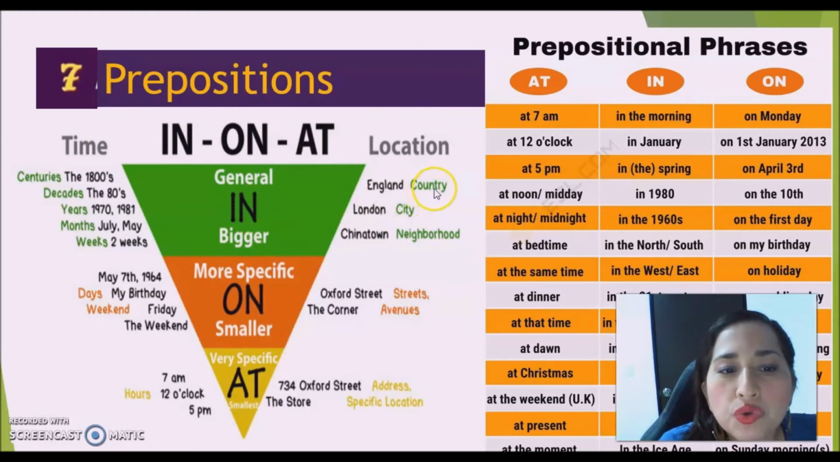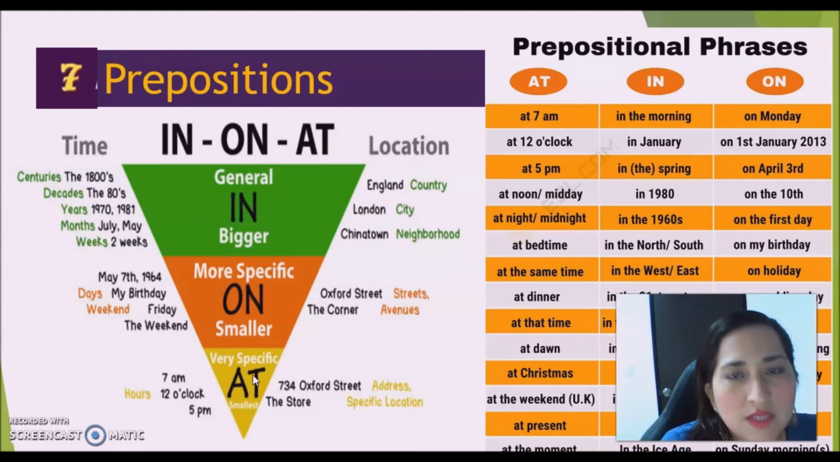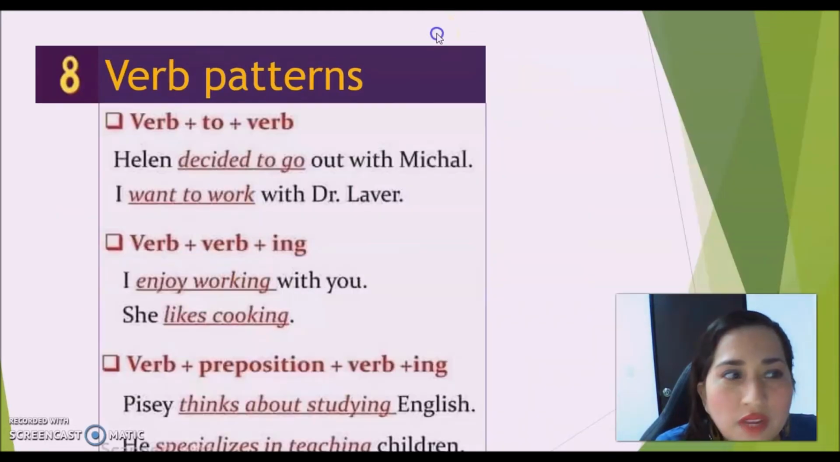For example, country, neighborhood, city. On with the smaller locations: streets, avenues. And at with very specific locations, like the Adidas store, at Adidas store, at 730 Oxford Street, when we talk about an address. So the idea is you can remember this kind of rules to get ready for English.